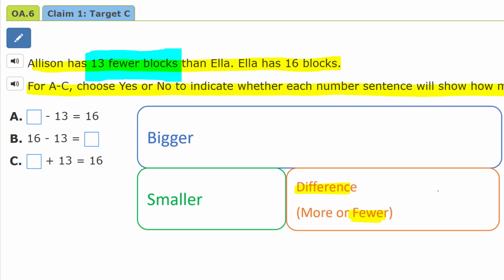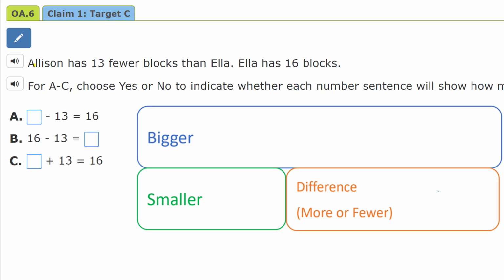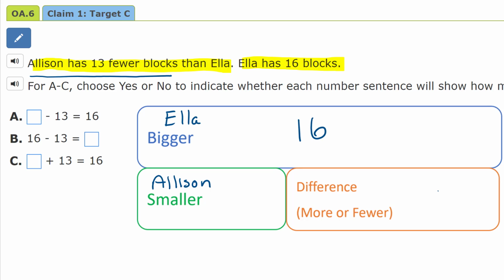So let's use this graphic organizer, reread this problem, and answer the question. Allison has 13 fewer blocks than Ella. So who has the larger amount? Well, Ella has the larger amount because the problem reads Allison has 13 fewer blocks. So we're going to write Allison's name right here where it says smaller. When we continue reading, it says Ella has 16 blocks. Well, we're going to put the number 16 in this top bar.